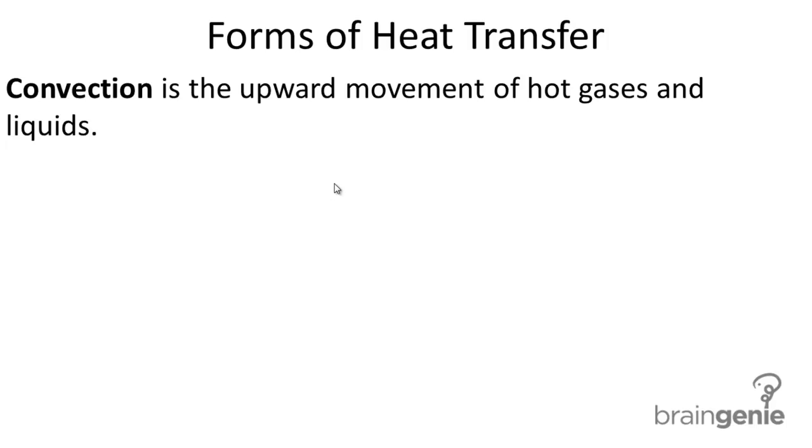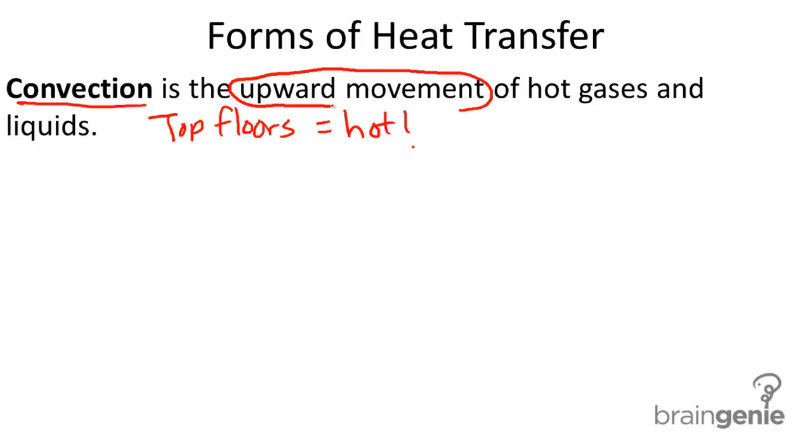Next, convection, the second form of heat transfer. Convection is the upward movement of hot gases and liquids. If you live on the top floor of an apartment building, or if you've ever been up to your attic, usually, especially in the summertime, the top floors and the attic are really, really hot. The reason that the top floors are hot, the reason that the attic is hot, is due to convection. So in convection, you have upward movement of hot gases and liquids. This only applies to gases and liquids.